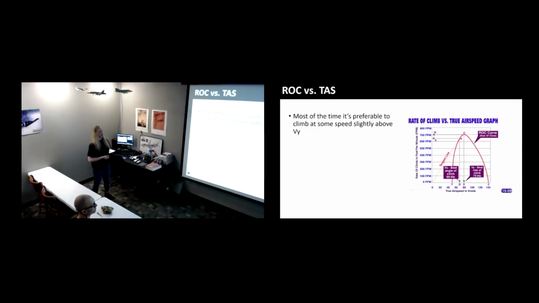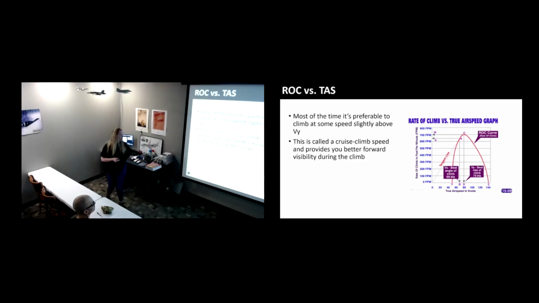Most of the time, it's preferable to climb at Vy. Why do you think that is? Faster. You get there faster. It's called a cruise climb and allows you to have better forward visibility during flight. In our fighter jet here, our Vx climb could be this, our Vy climb would be this, right? We have much better visibility here.